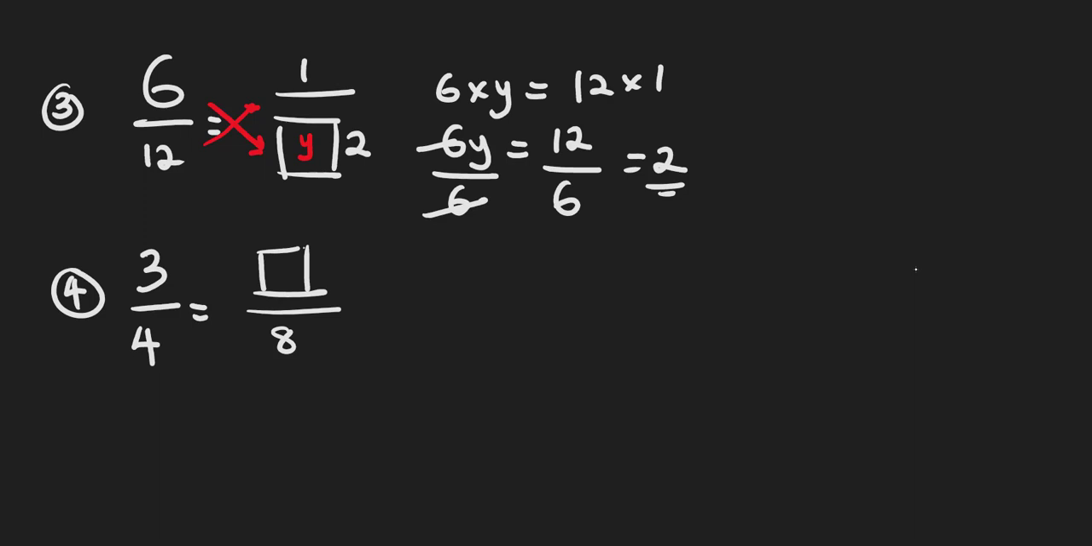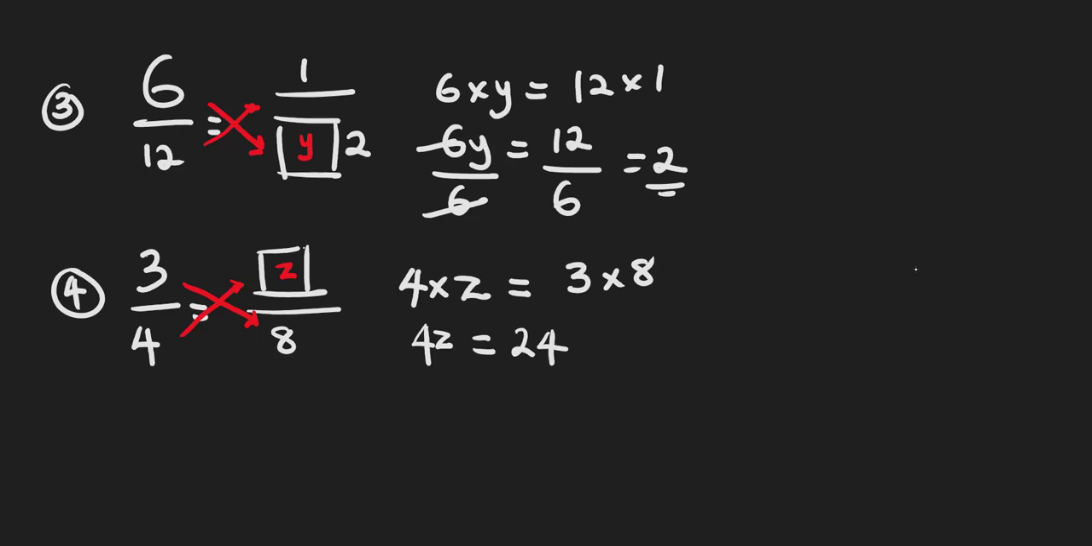So let's see the next one. As usual, cross multiply. You have this multiplied by this, and we'll have 4, and let's make this one to be z. So it will be 4 times z is equal to 3 times 8. So 4z is equal to 3 times 8, which is 24.